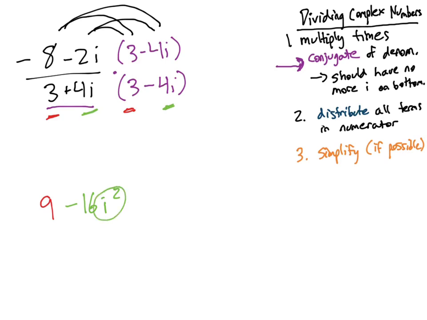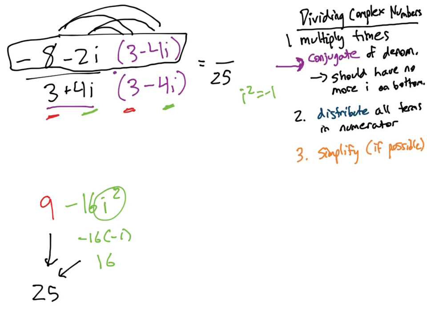And whenever we have i squared, we want to use the property of i, that i squared is equal to negative 1. So negative 16i squared is negative 16 times negative 1, which is positive 16. And when we add together 9 and 16, we get 25. So the denominator of this fraction will be 25. Now let's see what we get when we multiply out the numerator. I'm going to continue that portion of the problem down here, so we've got more room to work.